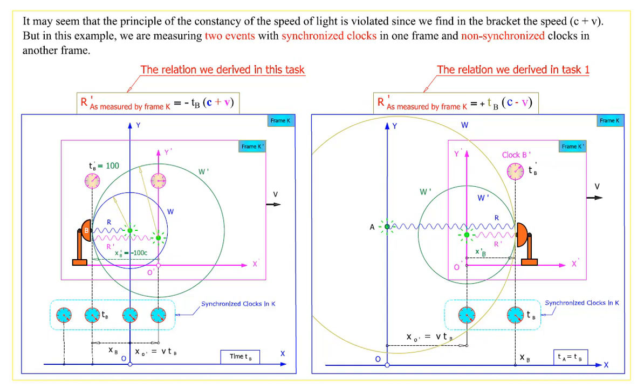But in this example, we are measuring two events with synchronized clocks in one frame and non-synchronized clocks in another frame. In such a condition we will find that the time is multiplied with the speed c plus v, or c minus v.